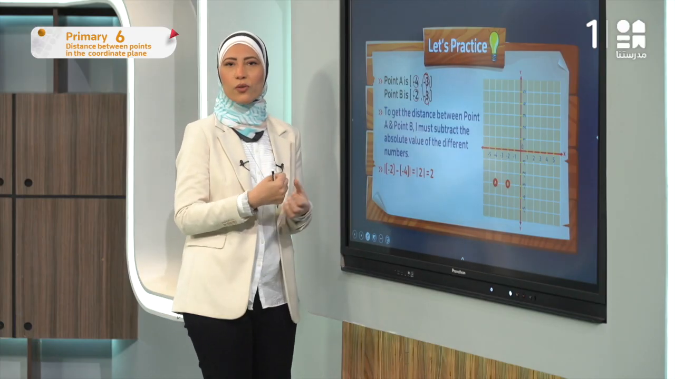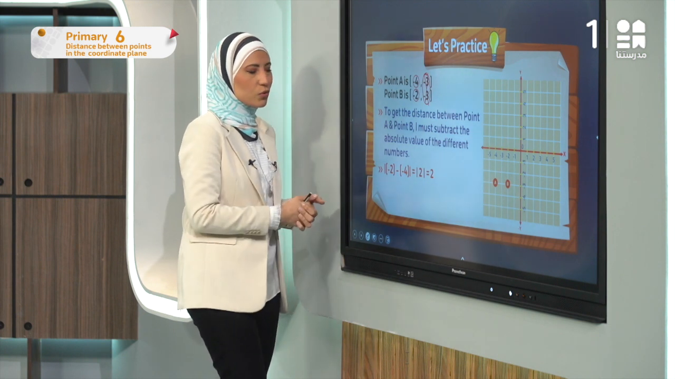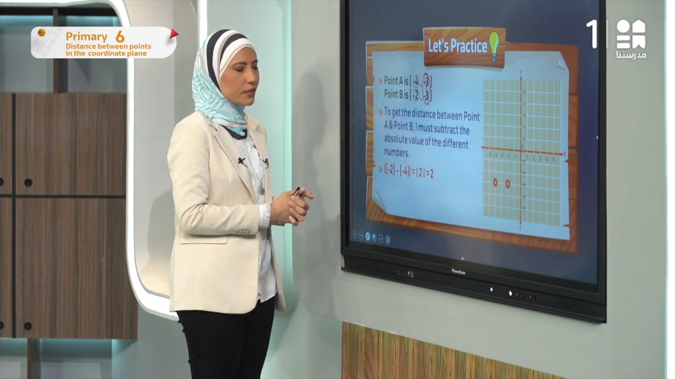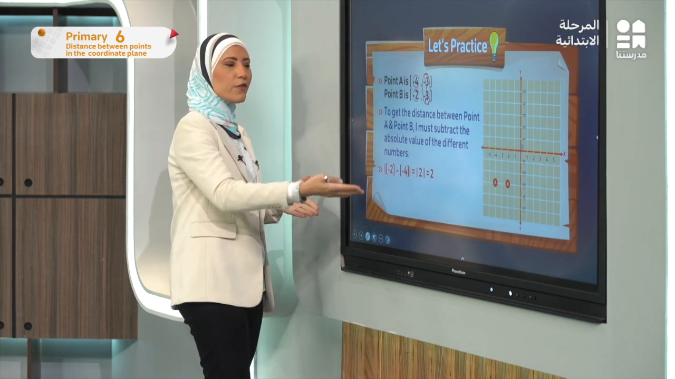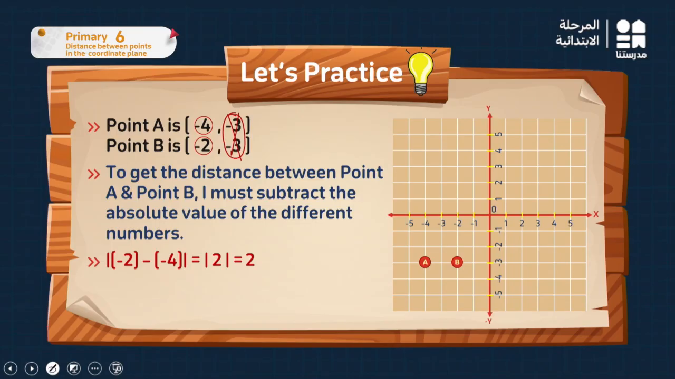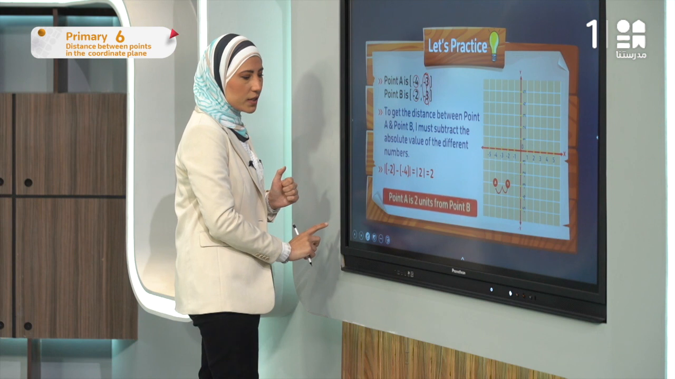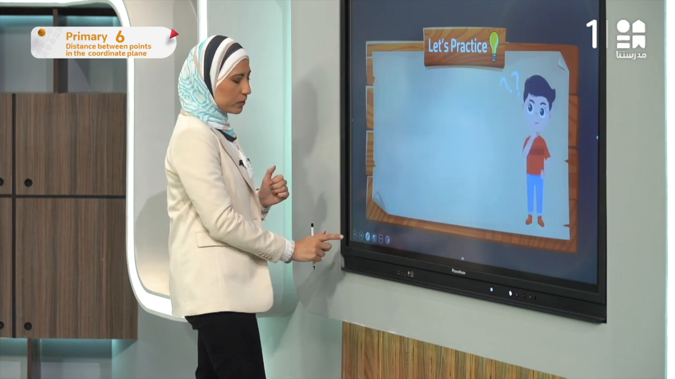طبعا you can use your calculator directly. negative 2 minus negative 4 equal 2, absolute 2. طب absolute 2 gives you 2. طيب تعالوا نشوفها كده اهي 2 spaces only. I have 2 spaces between ال A وال B يبقى the distance between A and B is only 2 units. تعالوا نشوف الاكسرسايز اللي بعده.